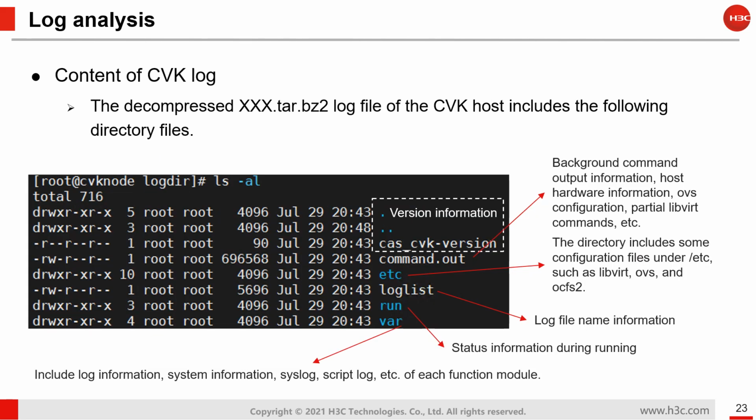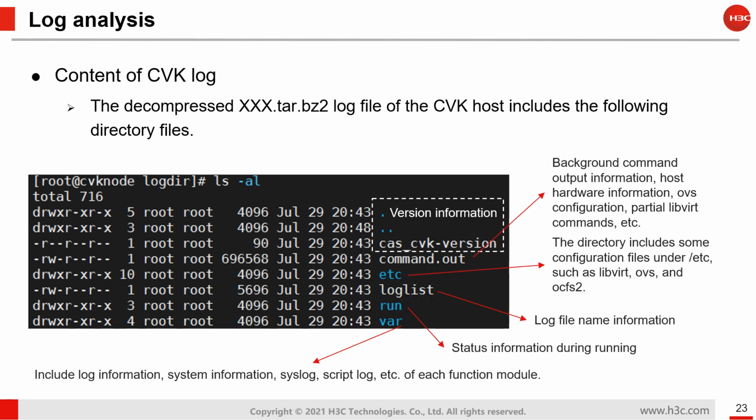Content of CVK log. The decompressed xxx.tar.bz2 log file of the CVK host includes the following directory files. Command out means background command output information, host hardware information, OVS configuration, partition related commands, and so on. And etc means the directory includes some configuration files in etc, such as libvirt, OVS, and OCFS2.